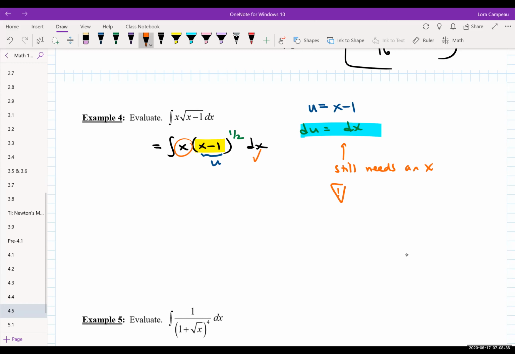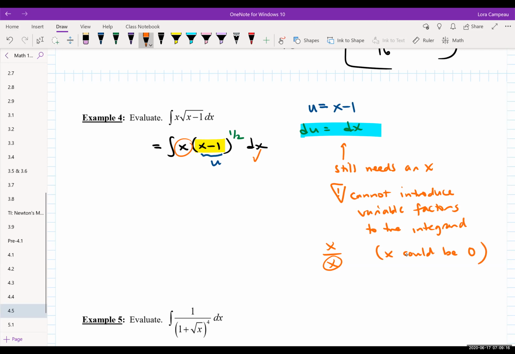When you have an x, we're not allowed to introduce variables, or I should say variable factors, to the integrand. Because when you try to introduce them, what happens? You would say, oh, I need an x over x. But the issue is we don't know that x is not 0. And so if x is 0, we've just made, how do you say, math jail? What do we call it? An illegal step in mathematics. So x could be 0, and that is why we have the issue. You're never allowed to divide by 0. And we've been doing that a lot.